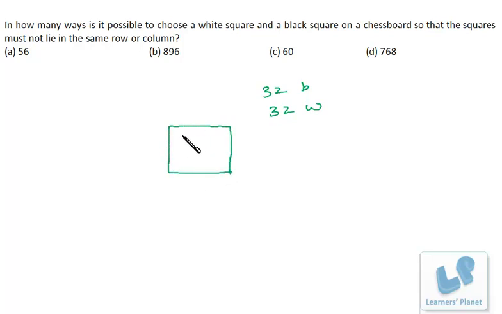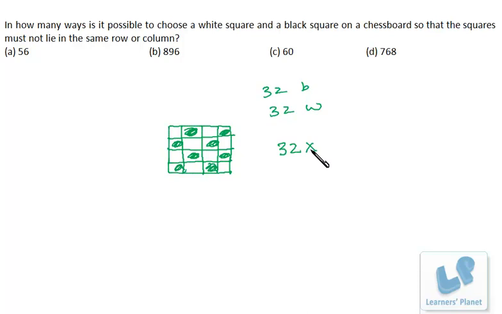I'm not drawing 8 by 8. I'm just making a small one. Right? Now the alternate is black. Okay. So we have to choose one white and one black, but they should not lie in the same row or column, right? So first of all, we choose a white square. So out of 32, we have to choose one white square, right? So we have how many ways? It's 32C1, or we can say 32, right?